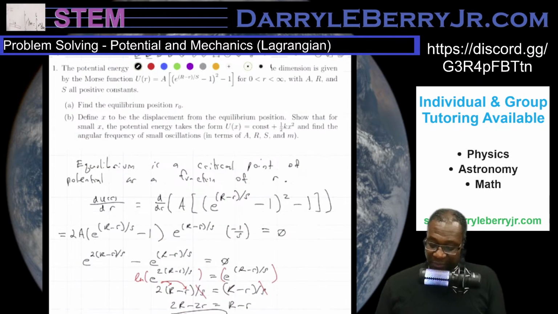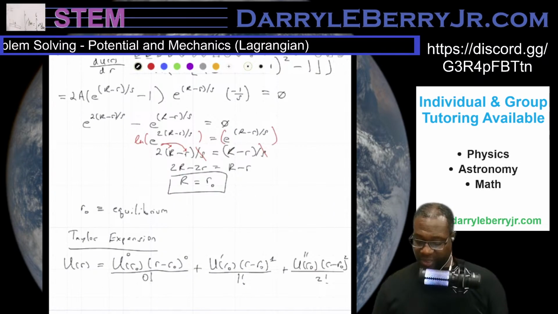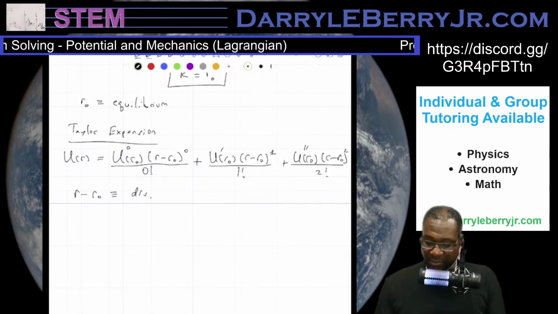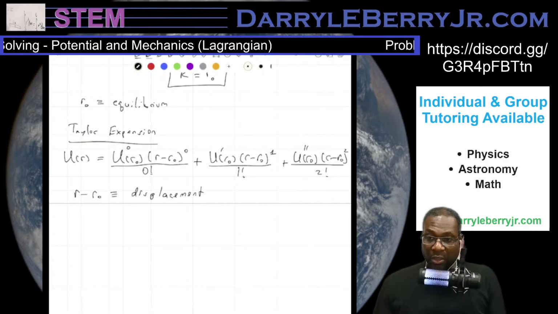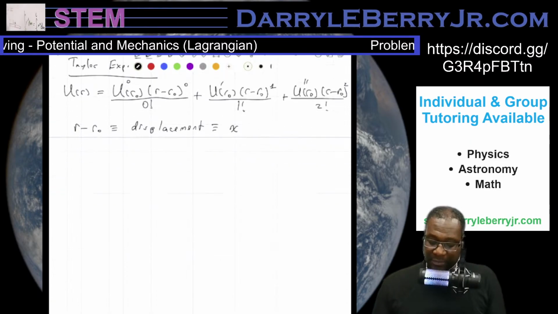And I didn't recognize this before, but when it says let x be the displacement from the equilibrium position, the professor had to point out that detail to me. r minus r naught is the displacement. So we're going to let that be x.